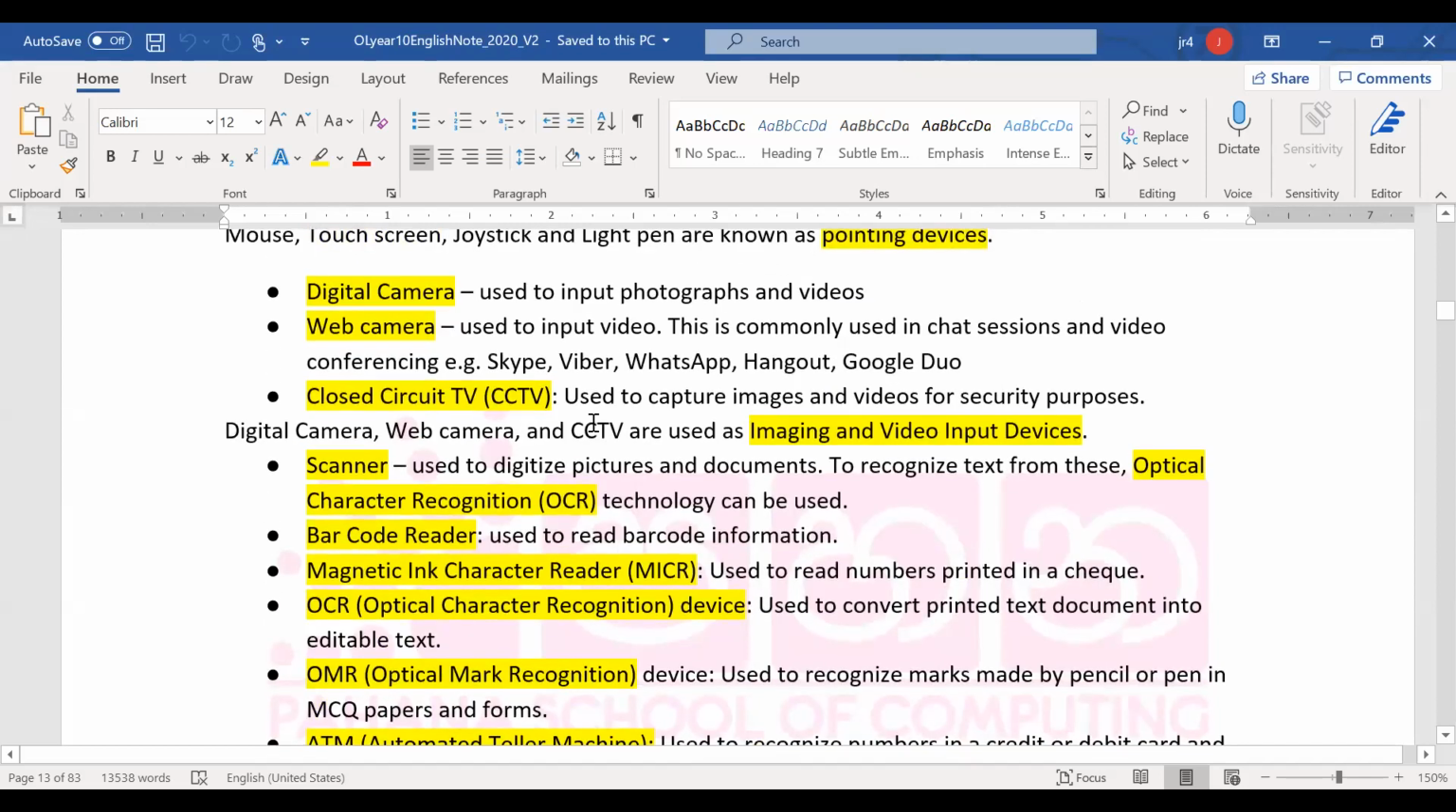Then we have digital cameras. You already know that you can take photographs and videos. Web cameras and CCTVs are basically cameras for different purposes, and these come under what we call imaging and video input devices. So the cameras we can use to record images as well as videos.